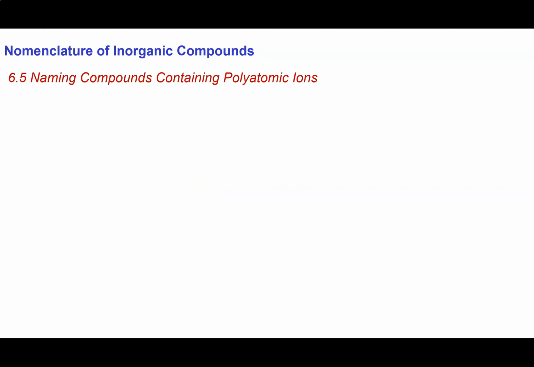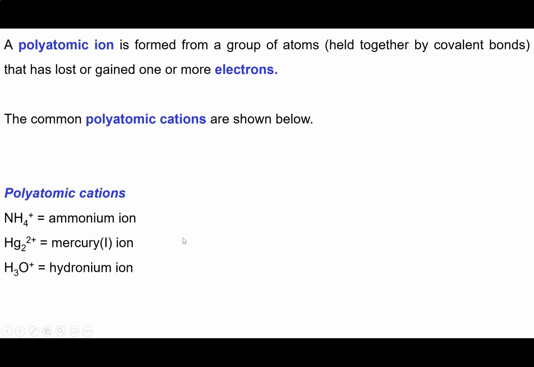So one thing that we will observe is that many ionic compounds will contain what we call polyatomic ions. So what are polyatomic ions? Well, they're different from monatomic ions in that they are ions that are composed of more than one atom. So a polyatomic ion is formed from a group of atoms that are held together by covalent bonds that has lost or gained one or more electrons.